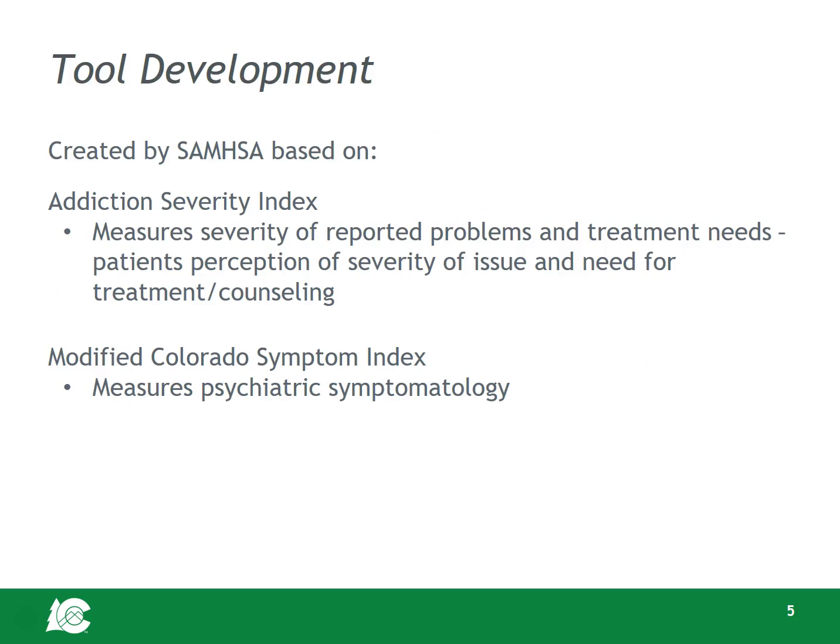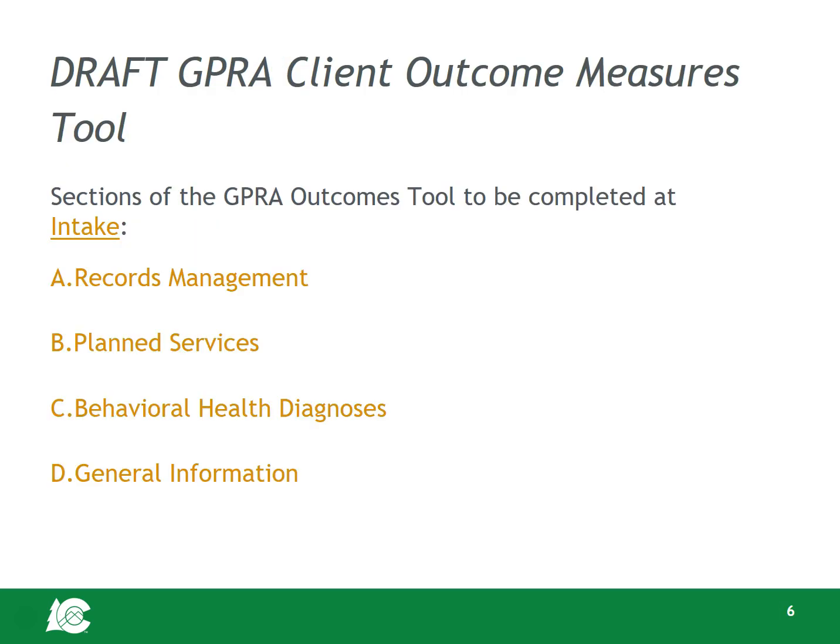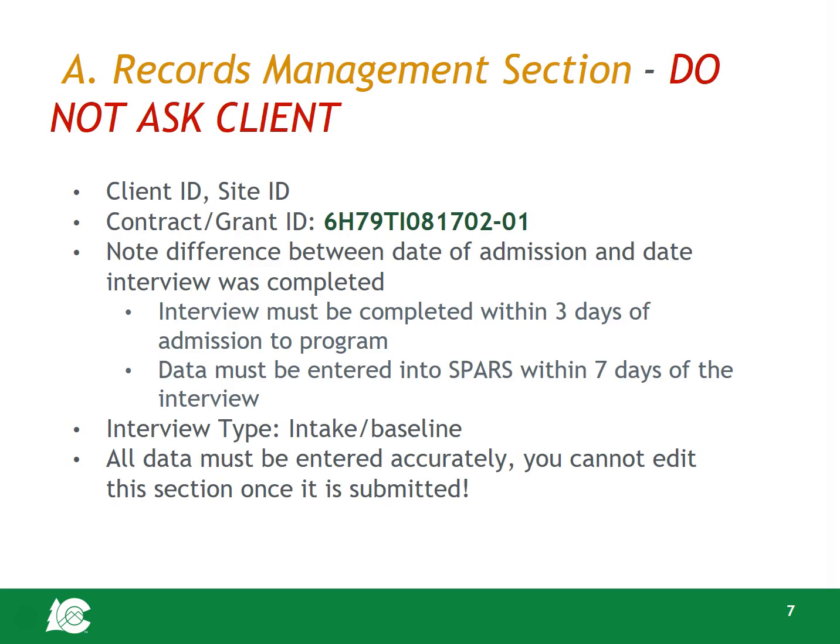We know the tool will be comprised of components from both the Addiction Severity Index, which measures the severity of reported problems and treatment needs, and the Modified Colorado Symptom Index, which measures psychiatric symptomatology. Based on these tools, the following types of questions will be asked. During the intake interview, information about the client will be collected in the Records Management, Planned Services, Behavioral Health Diagnoses, and General Information sections. All fields in the Records Management section will be completed without asking the client.